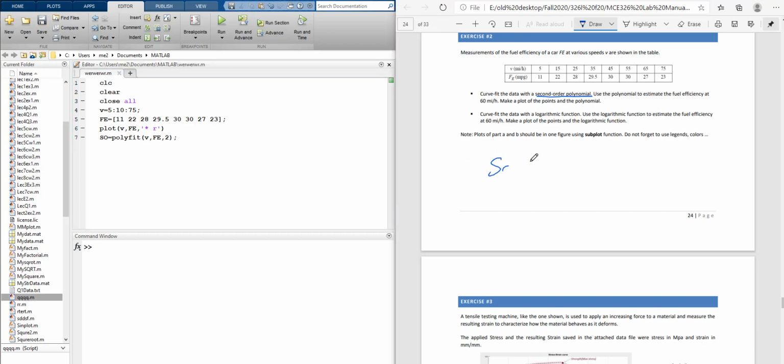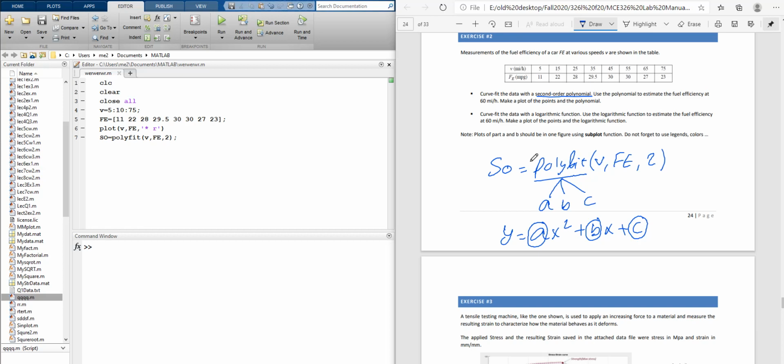If you write SO equals polyfit with the values of V and FE, second order. Now, just to remind you, second order means that y equals A x to the power 2, plus B times x plus C. The polyfit function should return three values: the best A, best B and best C that can describe the relation between V and FE as a second order polynomial.